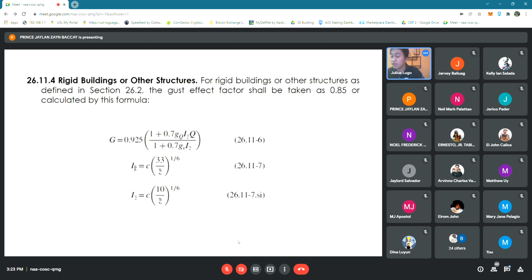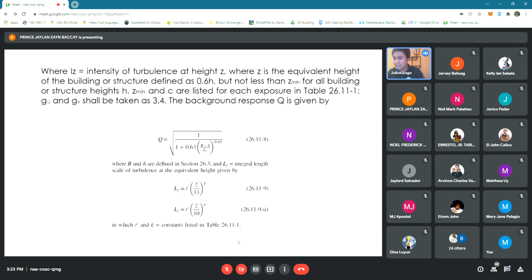Okay. So what is Iz? Next slide. Your Iz is the intensity of turbulence at height z, where z is the equivalent height of the building or structure, defined as 0.6h, but not less than z min. For all building or structure heights h, z min and c are listed for each exposure in Table 26.11-1. Then your gQ and gv shall be taken as 3.4. The background response Q is given by this. So we already have the value of gQ and gv. That is for rigid structures only, guys. So that's 3.4, wherein z min and c values will be taken from Table 26.11-1.